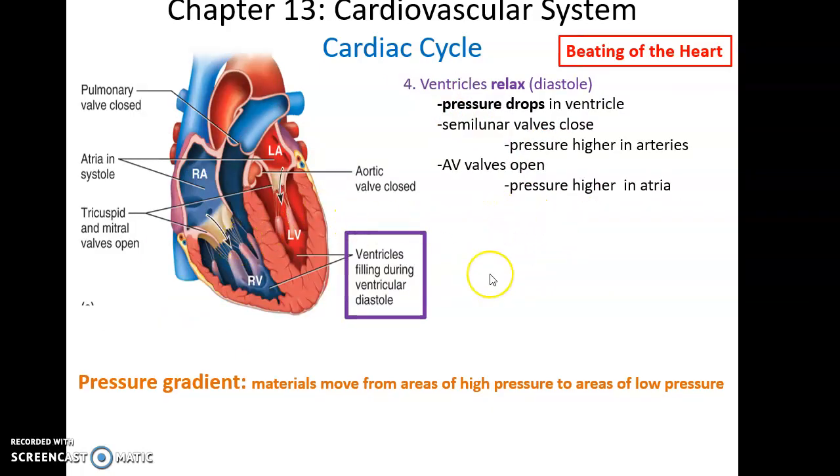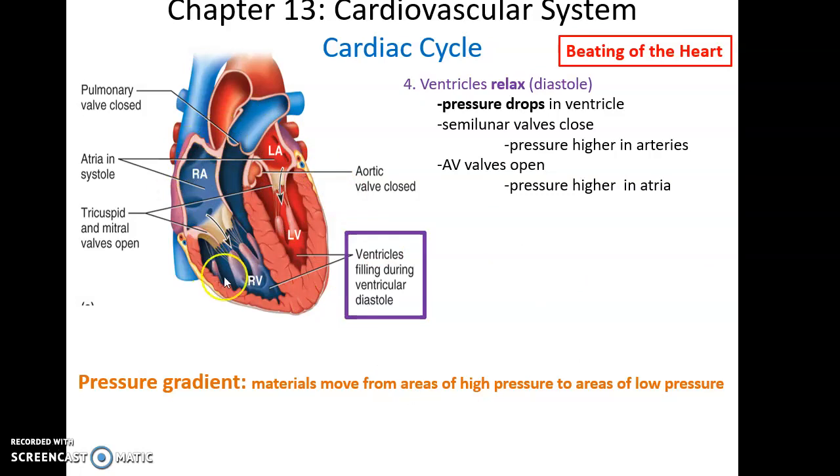And then the ventricles will relax. The ventricles are relaxed, the atria are relaxed. This, of course, would be diastole. Pressure has dropped within the ventricles. The semilunar valves now close. The blood will try to flow back into the ventricles, but instead it will fill the pockets of the semilunar valves, closing the valves, preventing the blood from backing up into the ventricles.